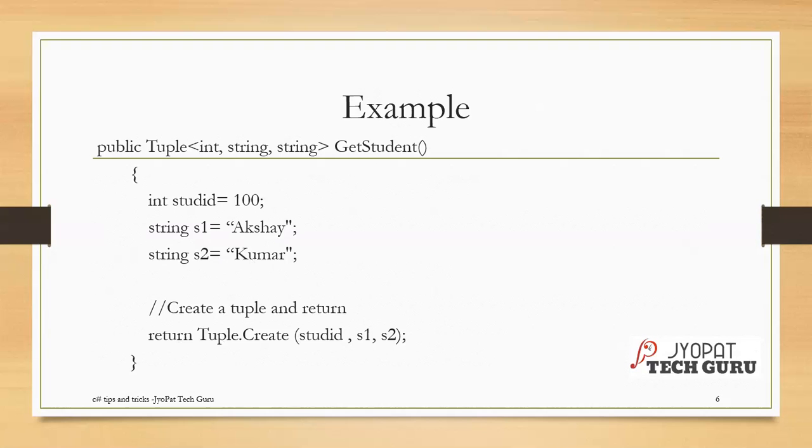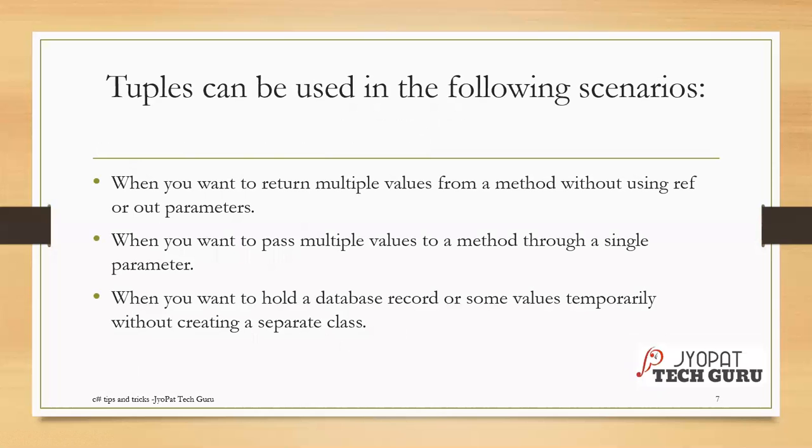So this is a way you can create the tuple and store data of different data types. Which are the different scenarios in which I can prefer tuples? When you want to return multiple values from a method without using ref or out parameters, you can prefer tuples. When you want to pass multiple values to a method through a single parameter, tuples are very helpful. When you want to hold a database record or some values temporarily without creating a separate class, you can prefer tuples.